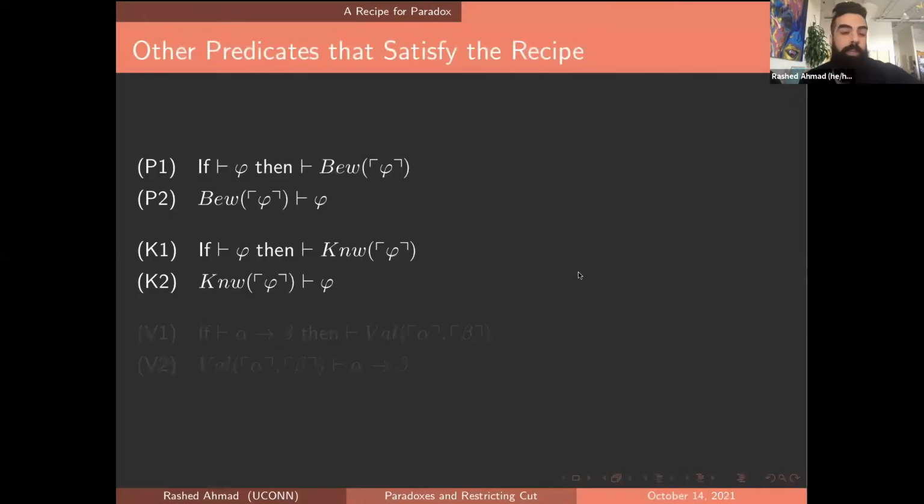Similarly, Fitch's paradox follows the same way, and we're going to call it the knowability Curry. That's because "is known" or "is knowable" has the same format as the other predicates. So if we can prove phi, then we know phi is the case, or phi is known. If phi is known, then it better be the case, kind of thing.